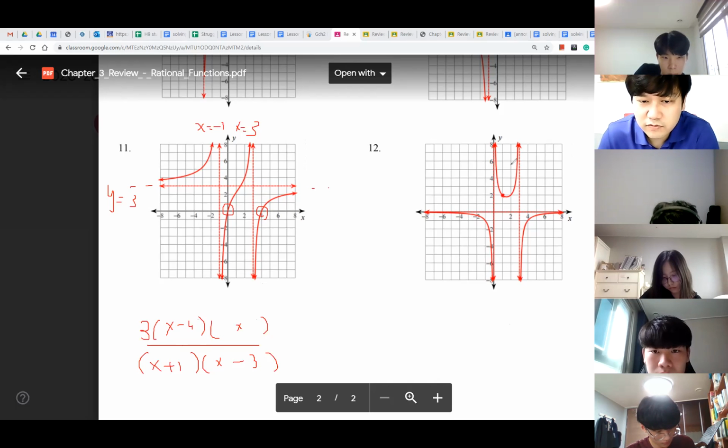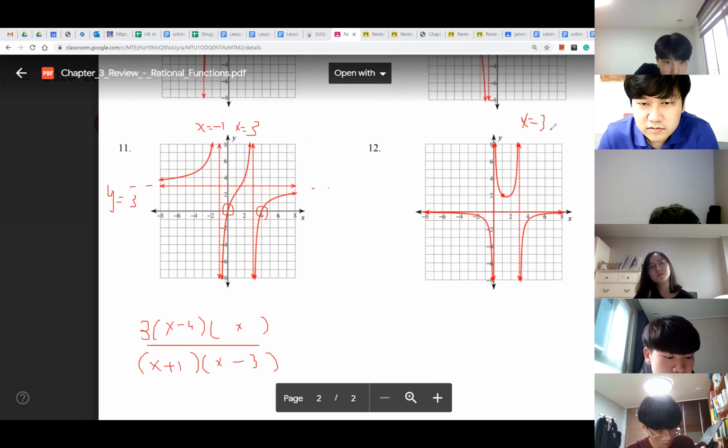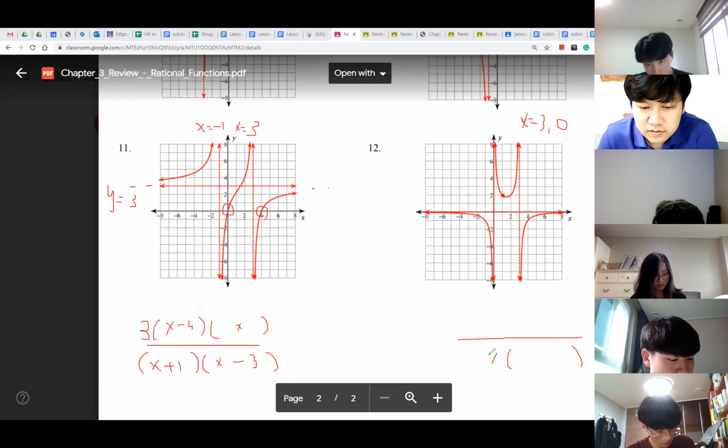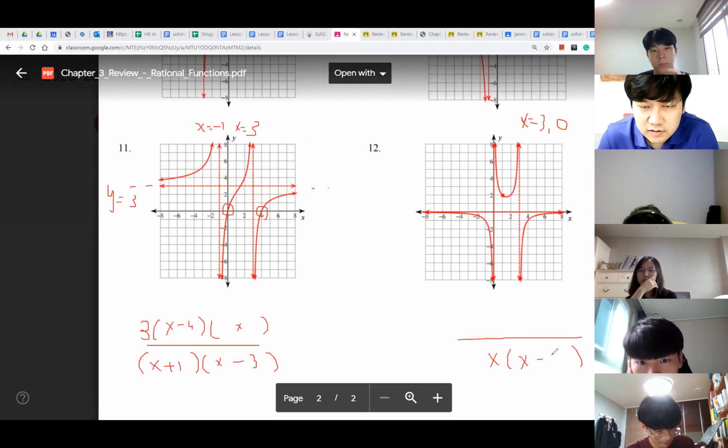Let's go to Brandon. First hint. We can know the asymptotes: x equals 0 and 3. Okay. So what does that give us? In the denominator, yes, we get x and x minus 3.